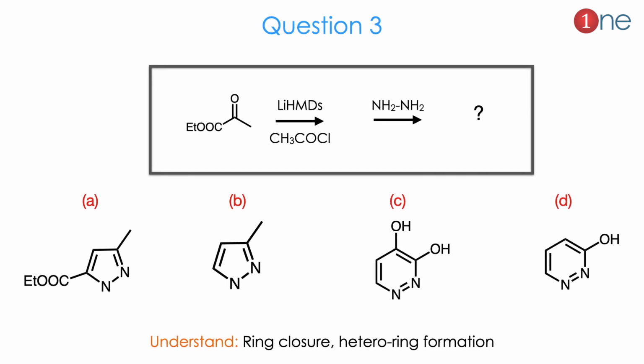Then question number 3. The starting material is a ketone and ester. You are using lithium HMDS, which is hexamethyldisilazane in lithium form, and hydrazine, and you are using an acid chloride. They ask you to guess the product. The product is a heterocyclic system. The question also asks you to guess whether the ester is there or not, or whether an alcohol or reduced product is there or not. The question also contains whether a 5-member or 6-member ring is formed here. So you have to understand that ring closure occurs and hetero ring formation is there.